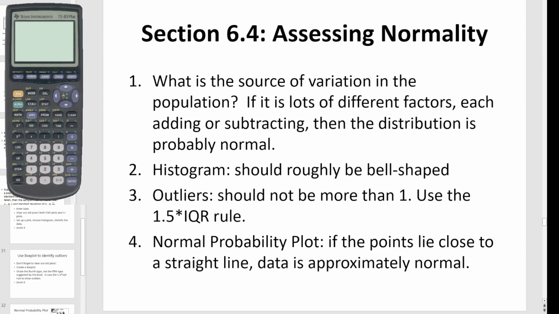Keep in mind, these are all kind of rules of thumb. You may have something that is normally distributed and you may end up having two outliers, for instance. These are all just kind of guidelines. These are not set rules per se. And also we have this thing called a normal probability plot or normal quantile plot. This plot is a type of plot that you generate through computer software. And if the points on this lie close to a straight line, then our data is approximately normal.